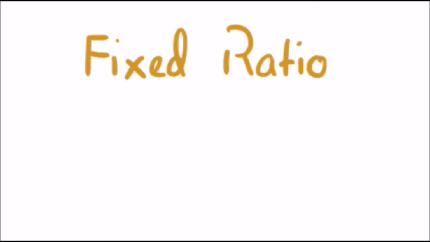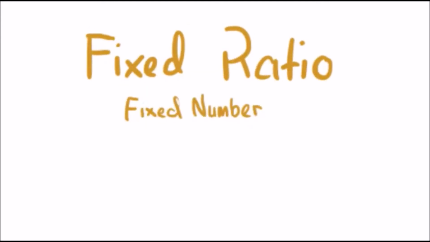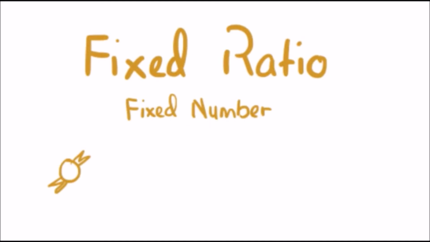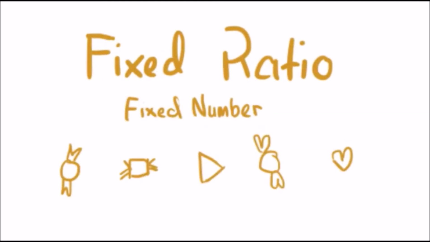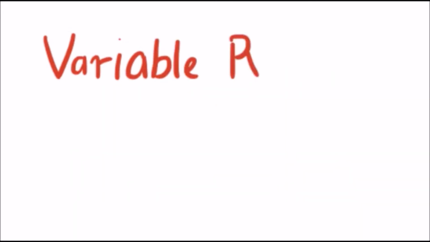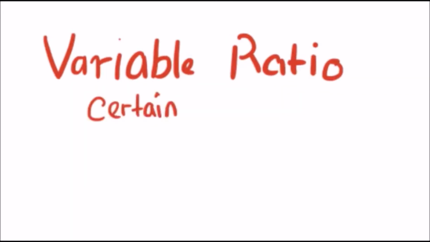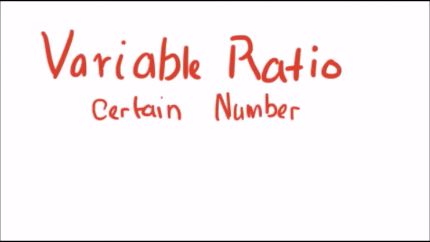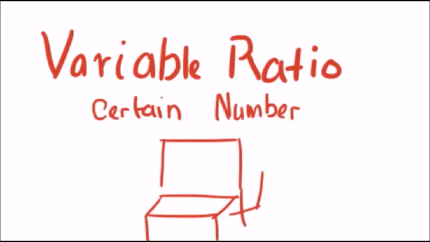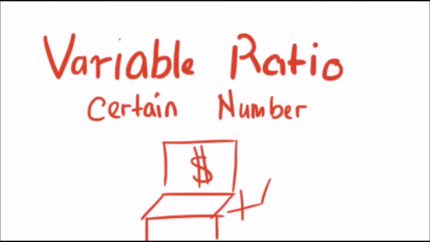Number 1. Fixed ratio schedule. Reinforcers are given after a fixed number of responses. For example, when trick-or-treating, you get one piece of candy per house. Number 2. Variable ratio schedule. Reinforcers are given after a certain number. For example, a slot machine wins on average once every 50 pulls.